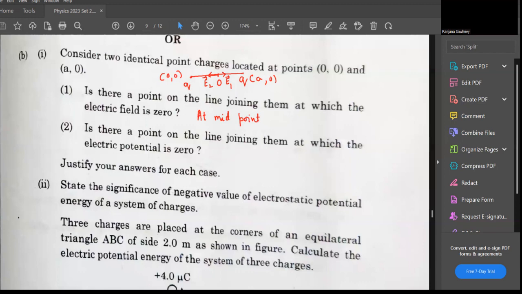Second part is: state the significance of negative value of the electrostatic potential energy. Negative value of the electrostatic potential energy means the charges are bound together, or you may say the forces are attractive in nature.